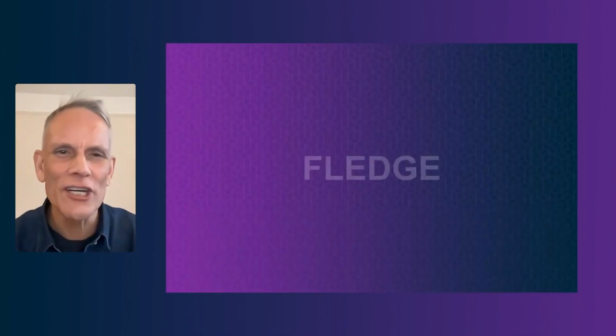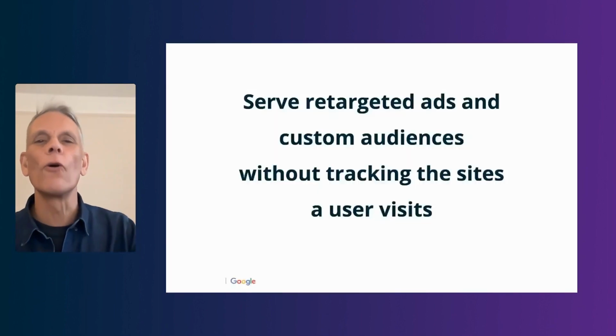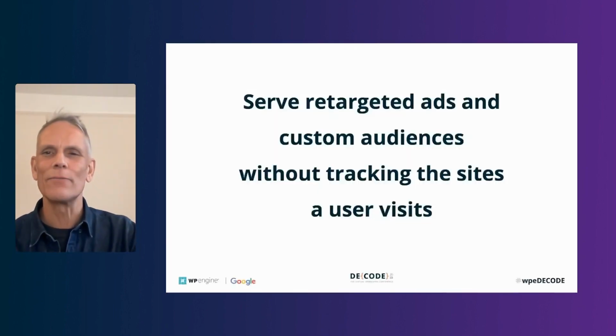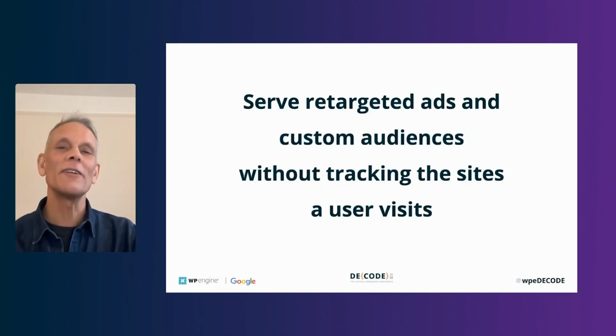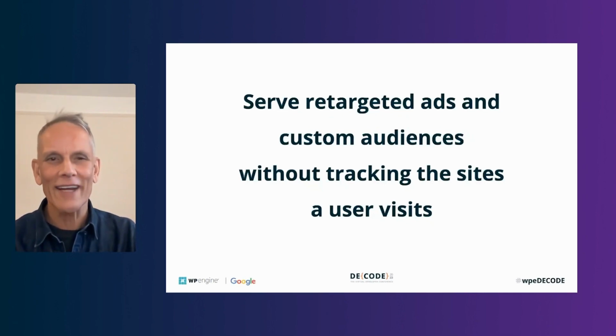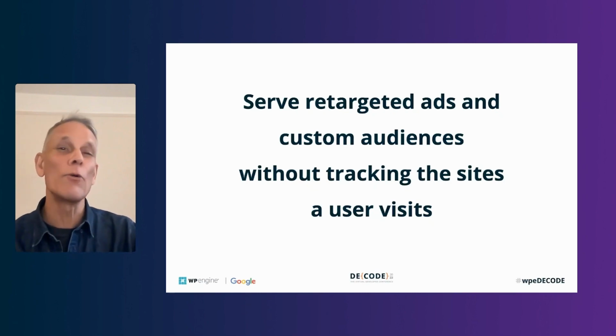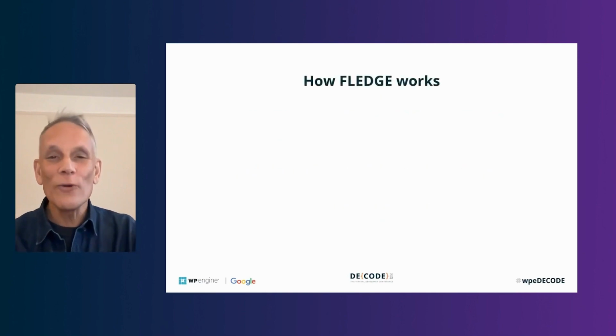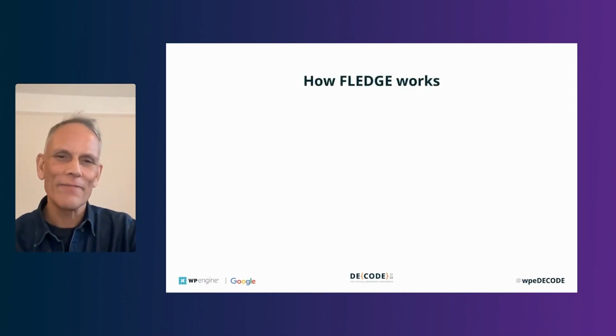Next up, Fledge. This is an API for on-device ad auctions to serve remarketing and custom audience use cases without the need for cross-site third-party tracking. I'm going to go into a tiny bit more code detail with Fledge because it has a more complicated job to do than Topics. There are 3 parts to the Fledge process.